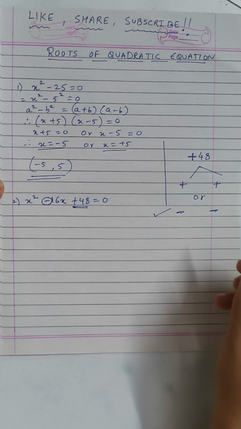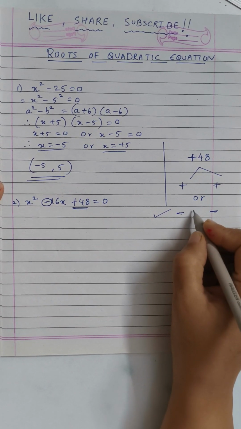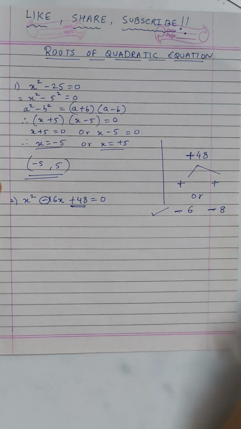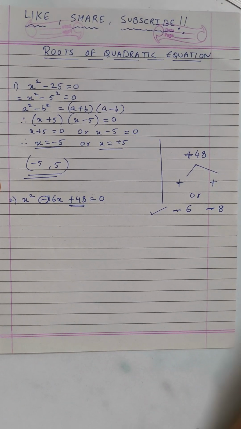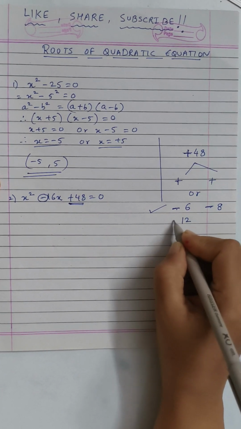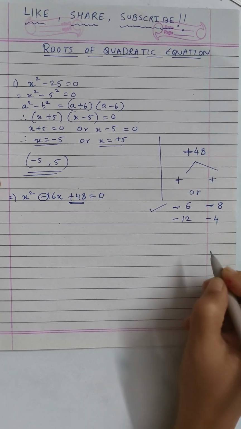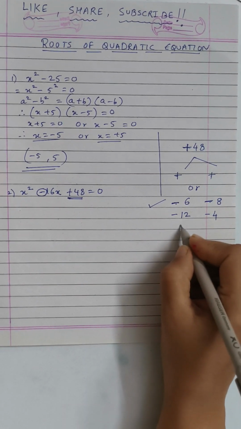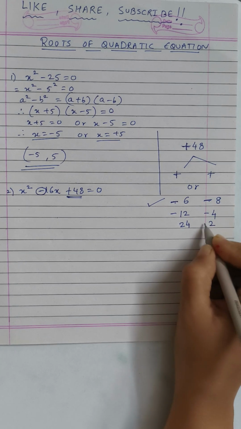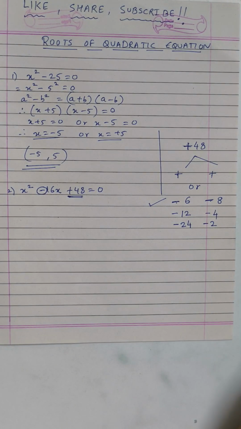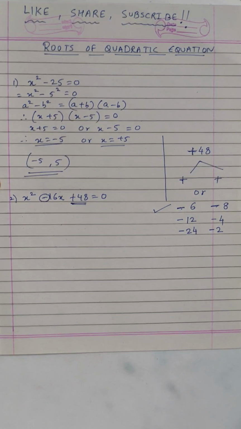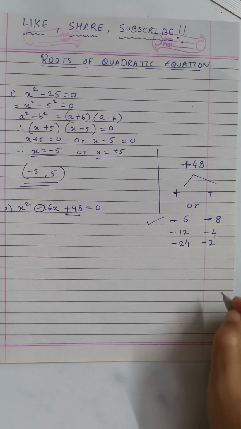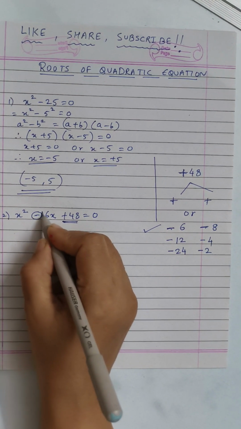Now when we see the factors of 48, we know that 6 8s are 48, so it can be minus 6 minus 8. We know that 12 4s are 48, so it can be minus 12 minus 4. We also know that 24 into 2 is also 48, so it can be minus 24 minus 2. We have different combinations here. So which one do we have to take? That will depend on the middle term.